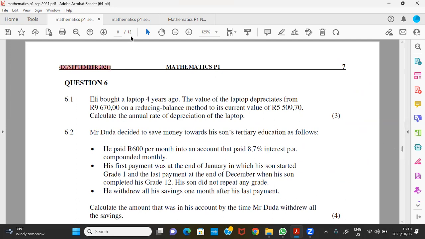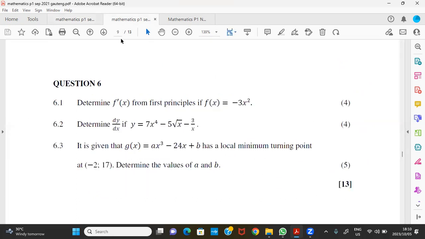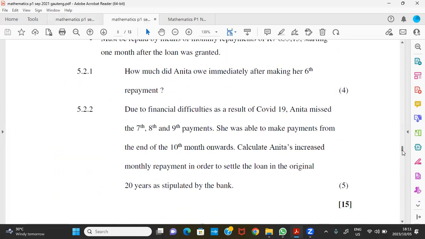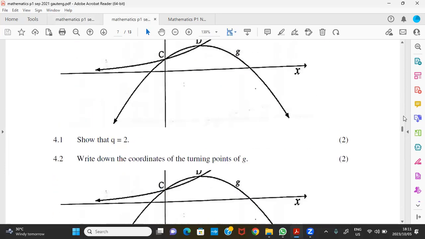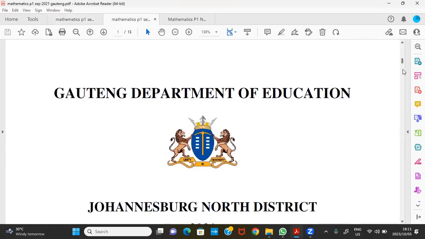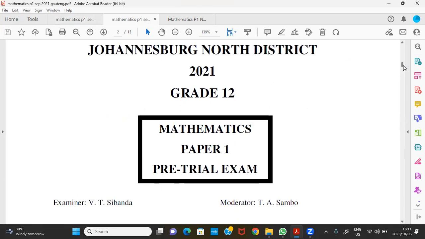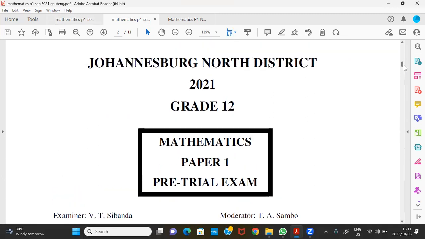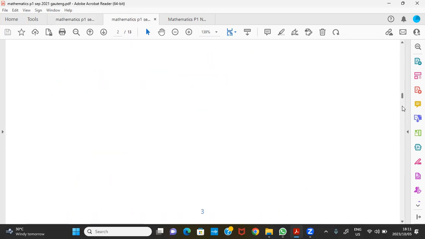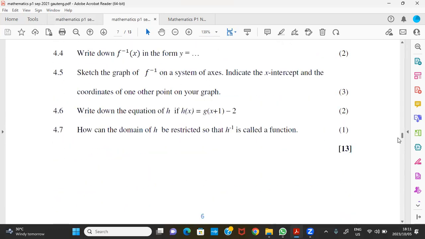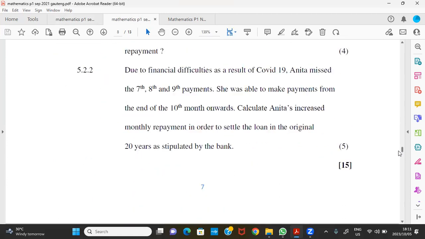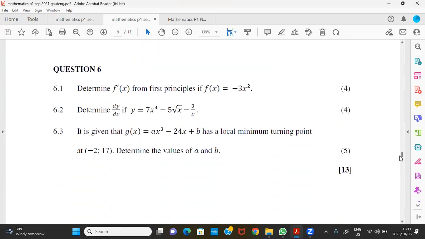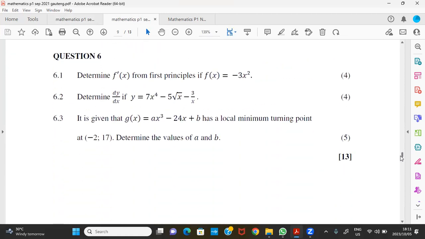So now we are moving to another question from another paper. What's this paper? I think it's the pre-trial exam, né? Yeah, it's the pre-trial exam. Here it is. That's paper one, so it's a prelim. So sharp. I think it's question 6, the first question for calculus. So yeah, here we are.